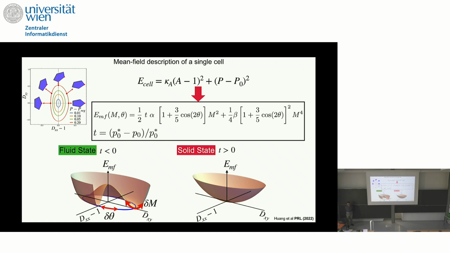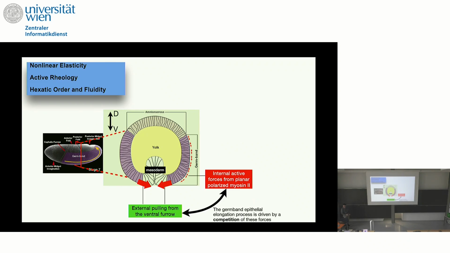We haven't done that. This is just for single cell shape, but it would be good to look at the correlations. Okay, so in the second part, how much time do I have?